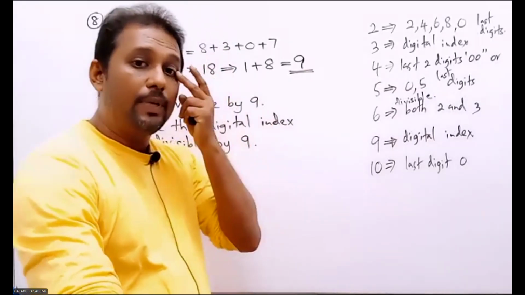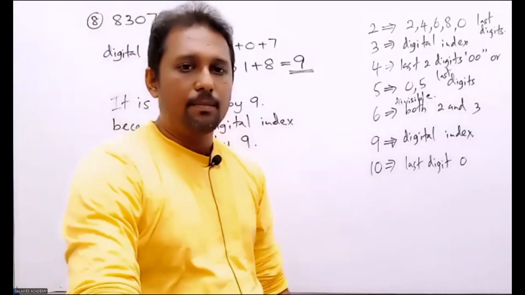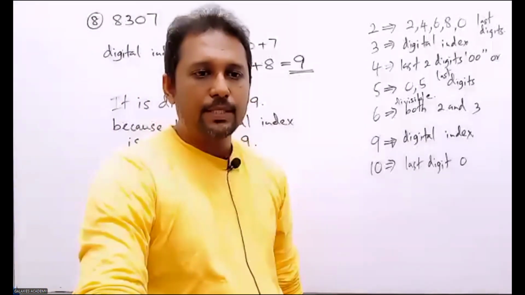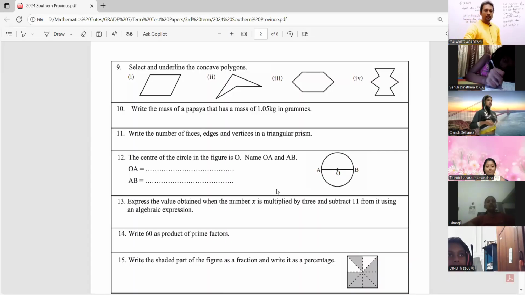Right. Now we can go to the next question. It is number 9. Look at the 9th question of the paper. Select and underline the concave polygons. There are two types of polygons you can identify.